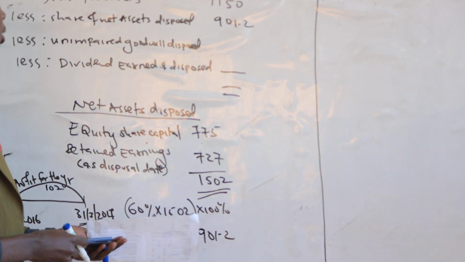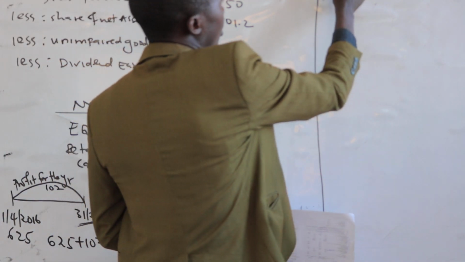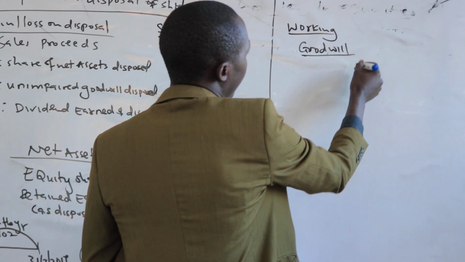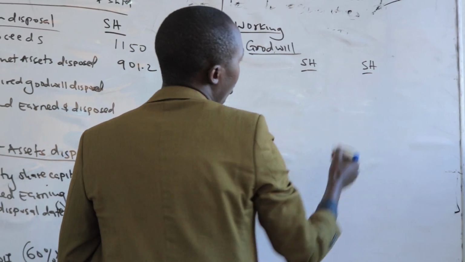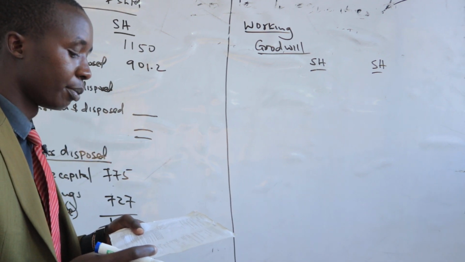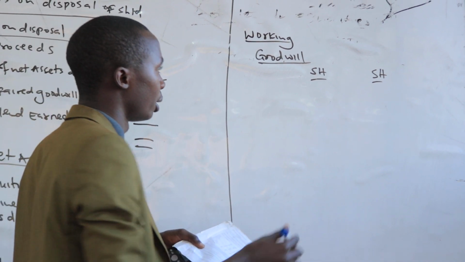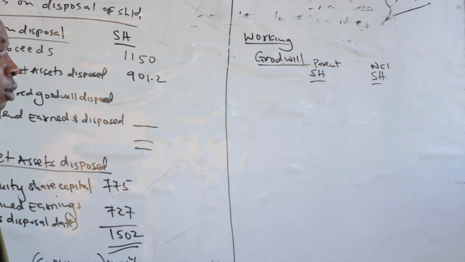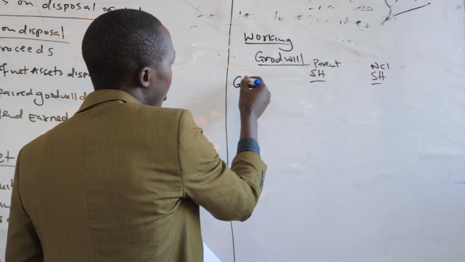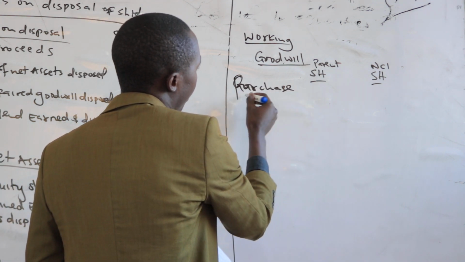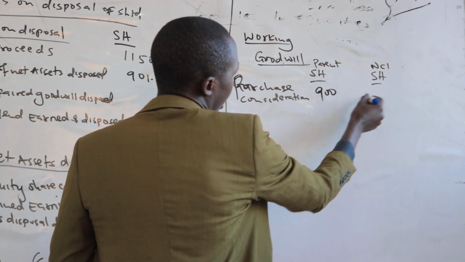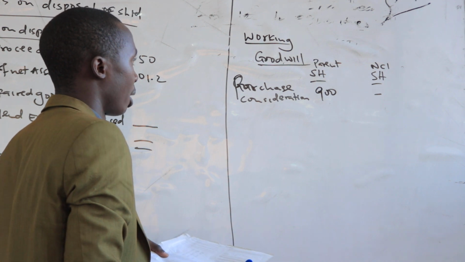Then what about the unimpaired goodwill disposed? In this scenario, I will do a next working, the working on goodwill. Again, under additional information number 1, you are told to use the proportion of net assets method to calculate goodwill. Goodwill is attributable to the parent and the non-controlling interest. So I will start with the purchase consideration. The purchase consideration in that scenario was 900. Remember that W paid 900 to acquire S.